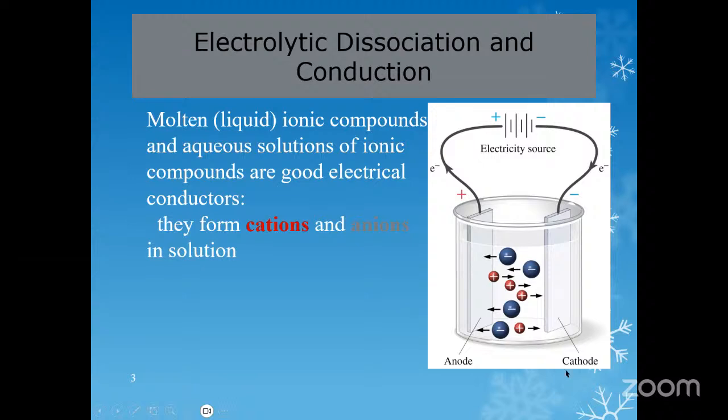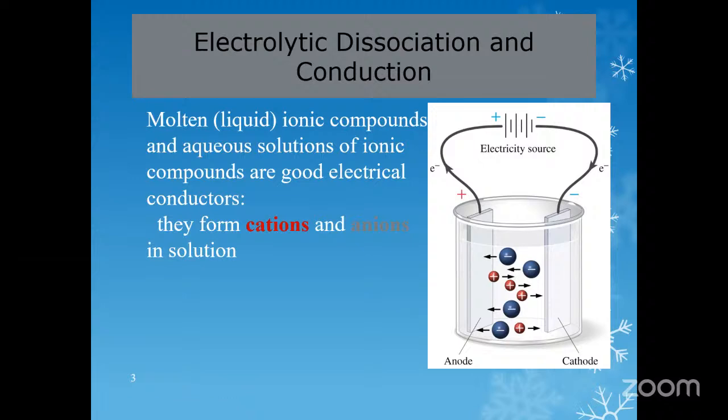And by the way, the negatively charged electrode is called the cathode, right? And the positive ions will be attracted to the cathode. And that's why the positive ions are called cations, because they're attracted to the cathode. On the other hand, over here, where we have the positively charged electrode, it will attract the negatively charged ions, right? So therefore, that's why the negatively charged ions are called anions, right?